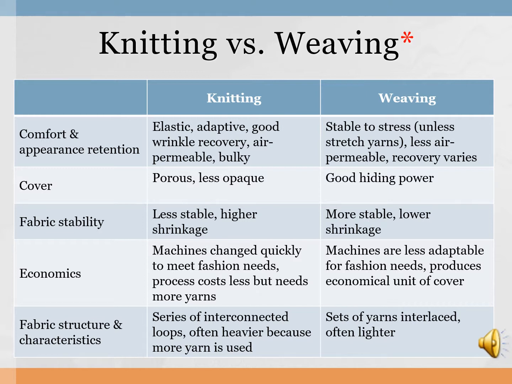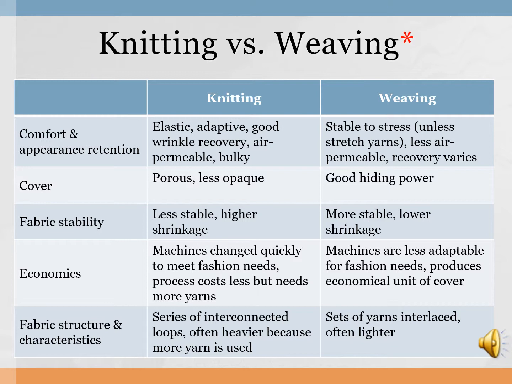Now, of course, with knits you're using a bit more yarn, so it is all relative, but again, the main takeaway here is that knitting, the machines used for knitting are just a bit more adaptable, and as a result, it's less costly. In terms of fabric structure and characteristics, because of those interconnected loops in knits and the fact that more yarn is used, they often tend to be a bit heavier.